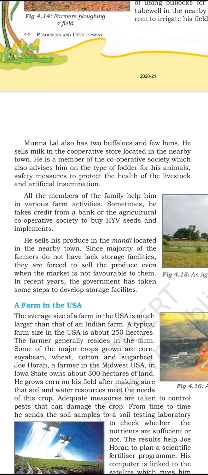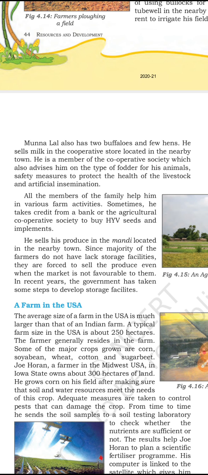He sells milk in the cooperative store located in the nearby town. He is a member of the cooperative society, which also advises him on the type of fodder for his animals, safety measures to protect the health of livestock, and artificial insemination. All the members of the family help him in various farm activities. Sometimes he takes credit from a bank or agricultural cooperative society to buy HYV seeds and implements. He sells his produce in the mandi located in the nearby town.